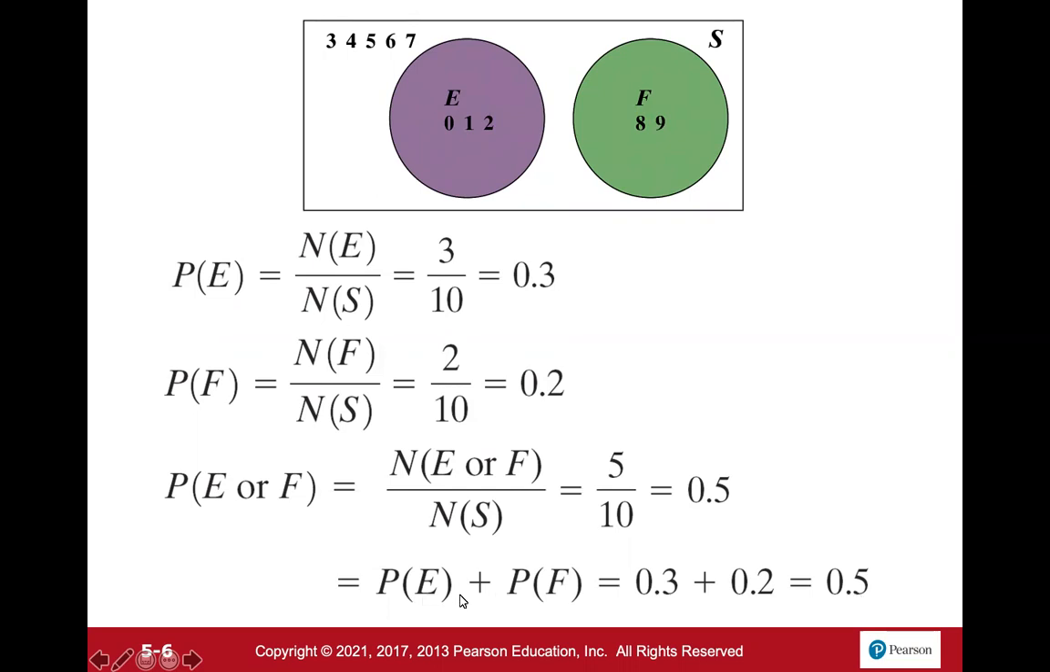So remember, probability of E was 0.3. Probability of F was 0.2. So adding those two together, 0.5.